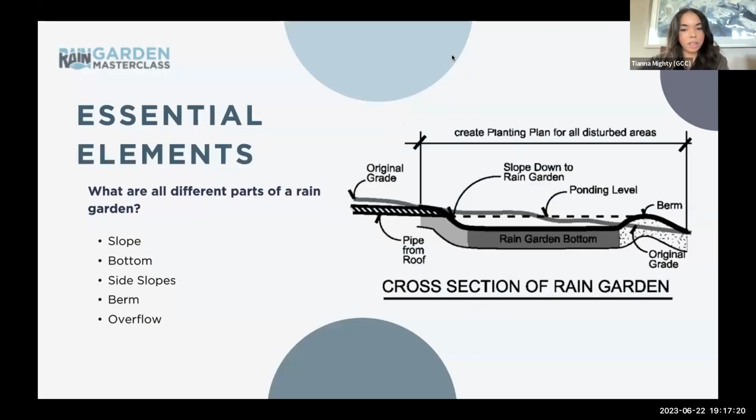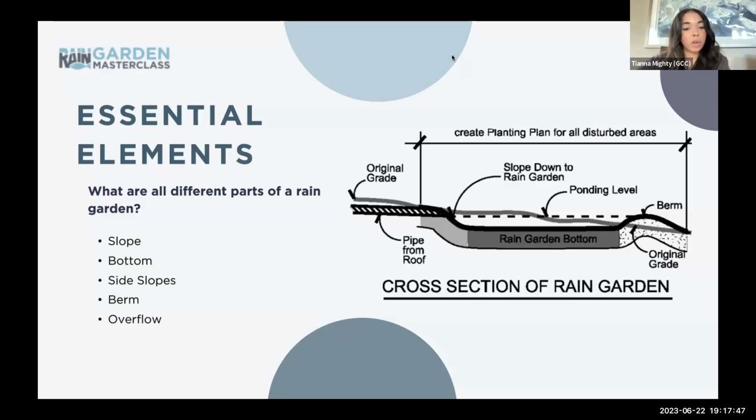All right, so let's talk about the main elements of a rain garden. We have a great diagram here that shows the basic cross-section of a rain garden build. So you have your conveyance or your slope. That is how the water will get into the rain garden. You also have your rain garden bottom. This is where the water will pond during a rain event, and it is the wettest part of the garden.